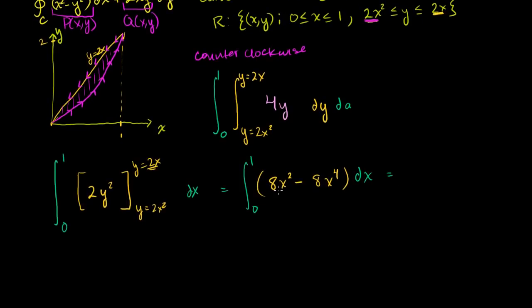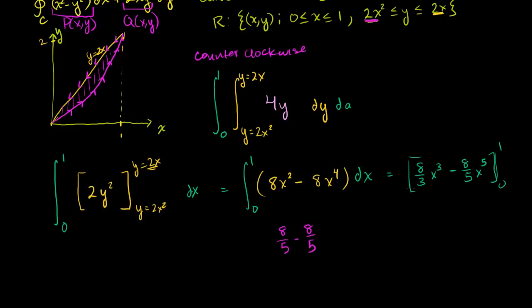This is going to be equal to the antiderivative of 8x squared, which is 8/3 x to the third. And then the antiderivative of 8x to the fourth is minus 8/5 x to the fifth. And we're going to have to evaluate that from 0 to 1. When you put 1 in there, you get 8/5 times 1 to the third, which is 8/5, minus 8/5.